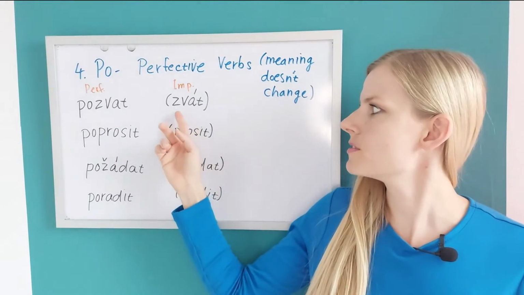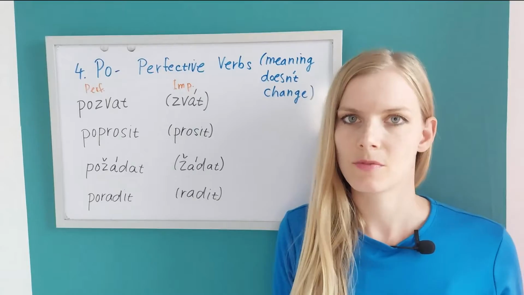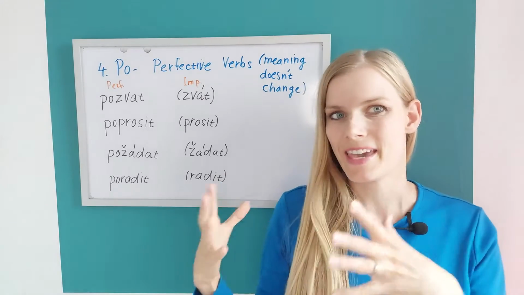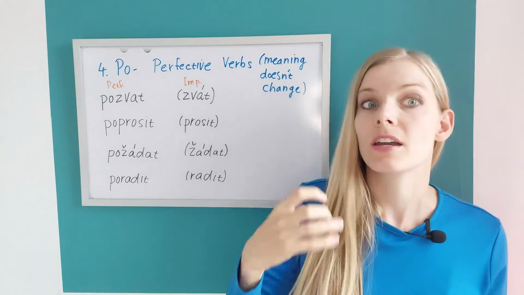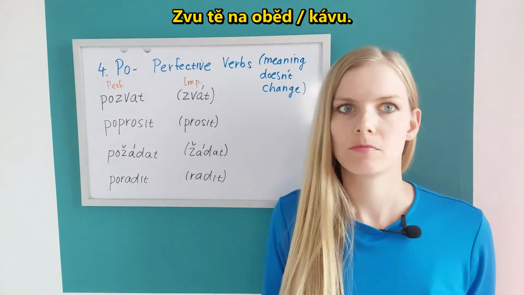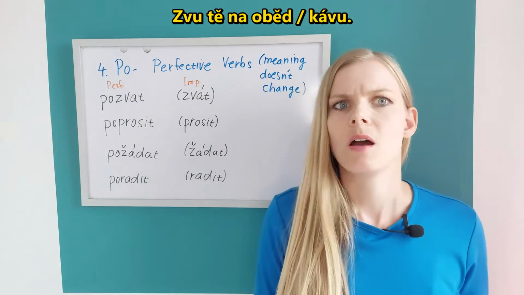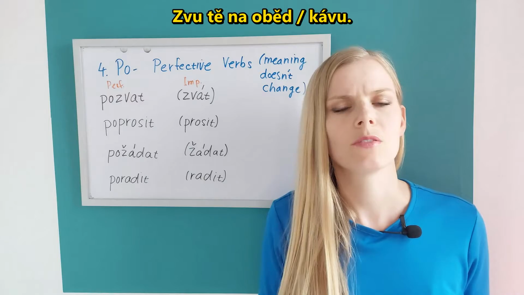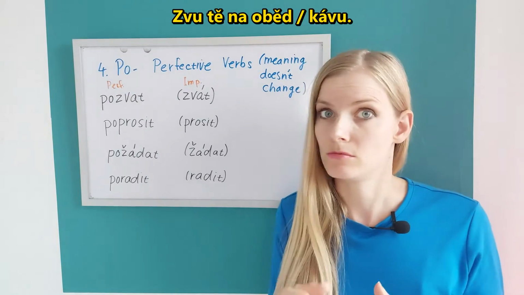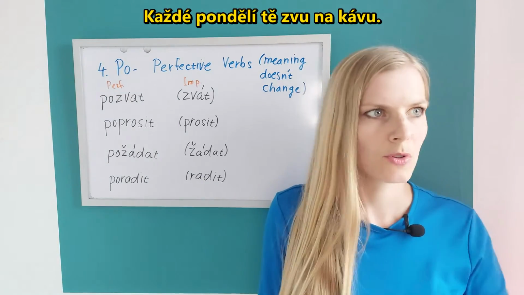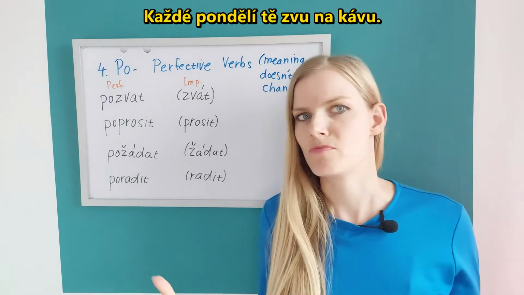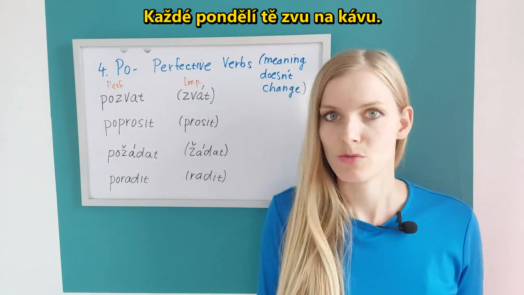They talk about something that's ongoing and it's not finished. Let's look at this first verb, zvát, to invite. So when I say zvu tě, it means I'm inviting you. Zvu tě na oběd. Zvu tě na kávu. I'm inviting you for lunch. I'm inviting you for coffee right now. Or repeatedly. Každé pondělí tě zvu na kávu. Every Monday I invite you to a coffee.